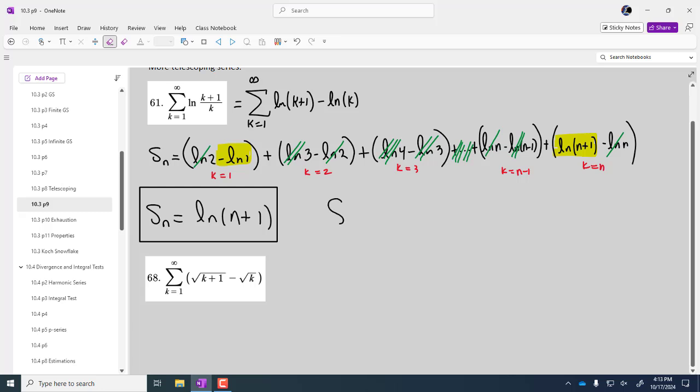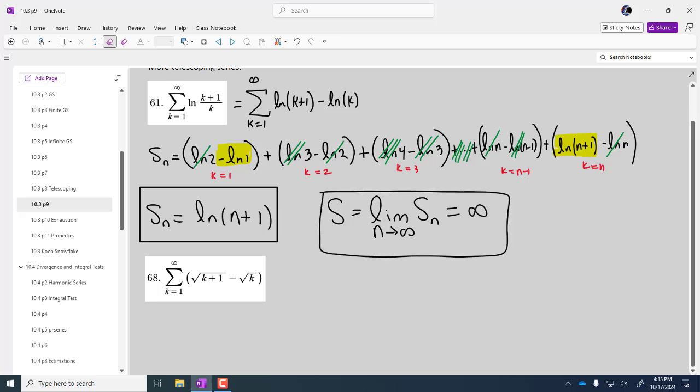And what about S? Divergent. Yep. Good guess. Guessing gets you like 50%. So that series diverges. All right, we're done.